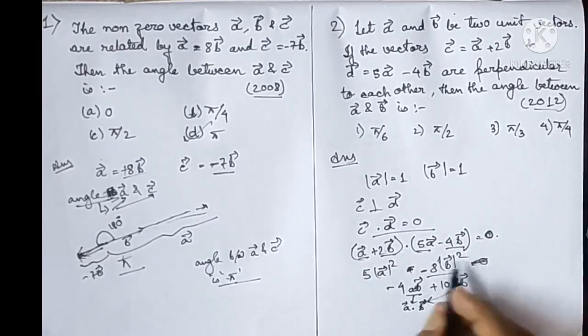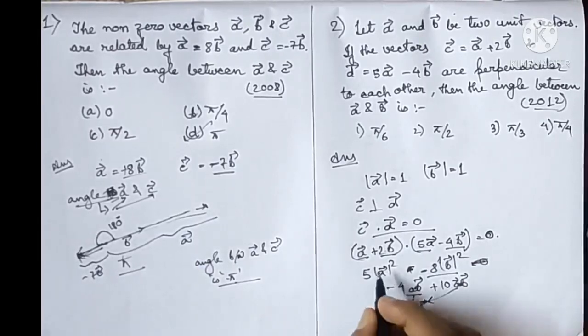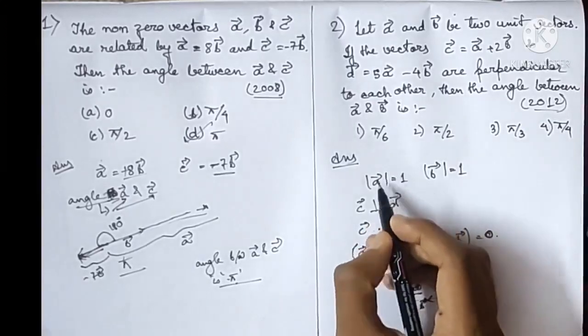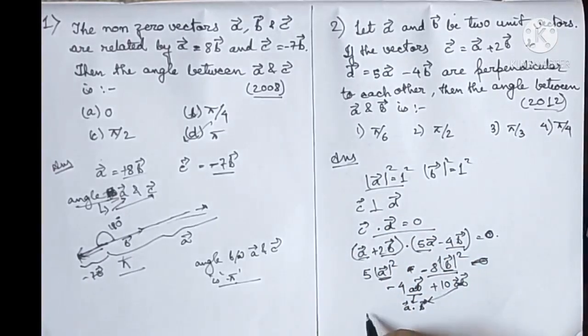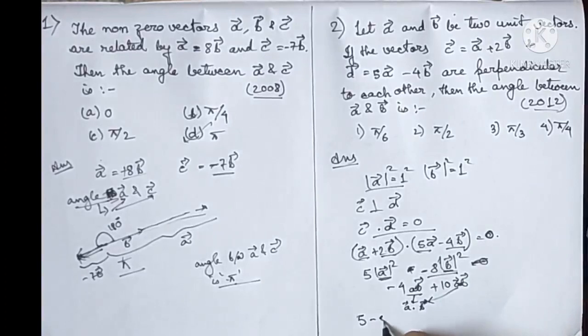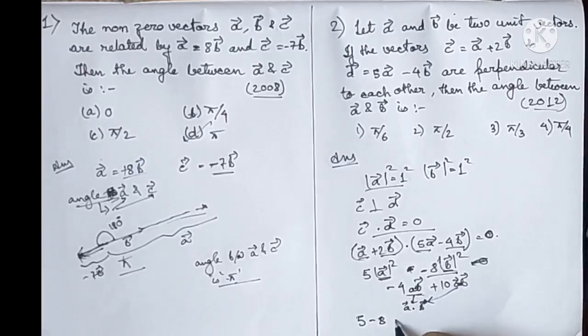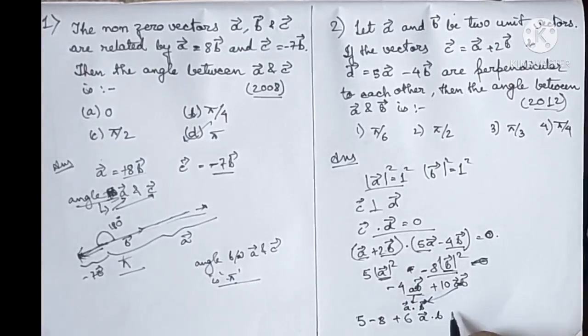So this is the equation. Let's write the equation once again, or here we can also put the value of mod A square and mod B square. Squaring it on both sides just gives us 1. So 5 minus 8 minus 4 A dot B and plus 10 A dot B would give us plus 6 A dot B. That sums to 0.